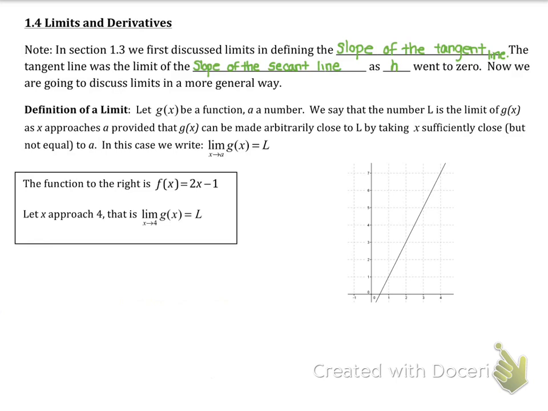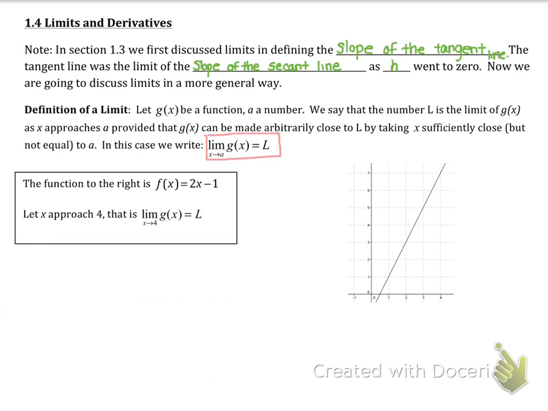Let g of x be a function, a a number. We say that the number L is the limit of g of x as x approaches that number a, provided that g of x can be made arbitrarily close to L, kind of like how the tangent and secant lines got close, by taking x as close as we can but not equal to that number a. If that's a situation where we're talking about numbers now and h is not going to 0 like we're used to, we write this as you see it below down here.